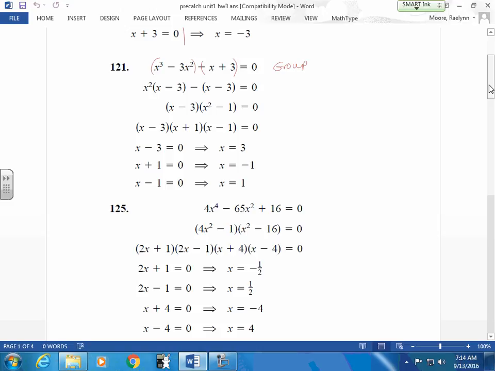Grouping, group the first two, group the second two, they should have a common factor. Factor it out. Factor again. And solve. If you set it equal x squared minus 1 equals 0, that's fine. And solve that way. That's fine. Does this have any domain restrictions? No. Good. Domain or real numbers?